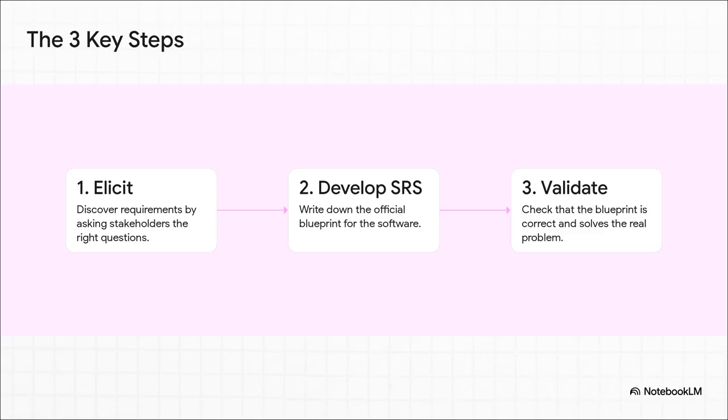The whole thing really just boils down to these 3 key steps. First, you elicit and analyze. That's a fancy way of saying you ask the right people the right questions. Second, you develop the SRS. That's when you write down the official blueprint. And third, you validate. That's where you check if the blueprint is actually the right one. Simple, right? Ask, write, and check.